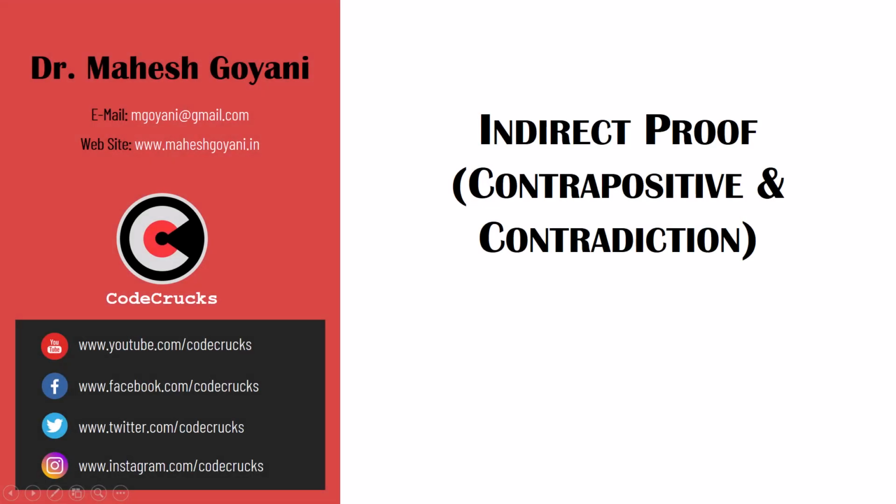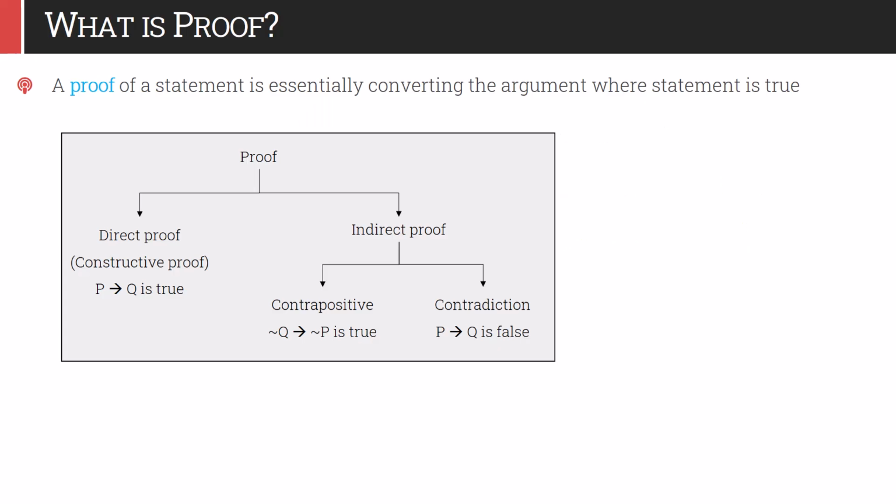Hello and welcome. In this video, we will talk about indirect proof and we will discuss two methods, that is contrapositive and contradiction. As we talked in the previous video, there are two types of proofs, direct proof and indirect proof. In direct proof, we are trying to prove the conclusion from the premise, that is, our statement would be of the form if P then Q.